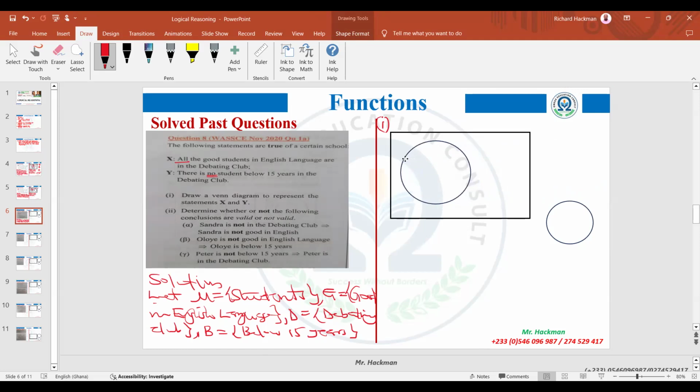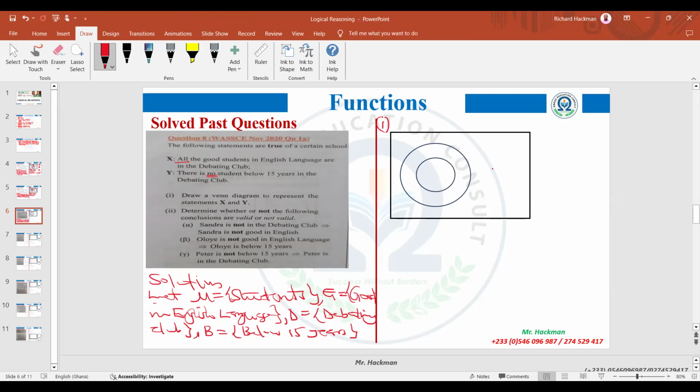We said all, so we are going to get one in the other. So a bigger set and a smaller set. And for the other one, we see no. So obviously you are going to have another set which will not intersect, because we'll be talking about disjoint sets. So this is what we have for the first statement.